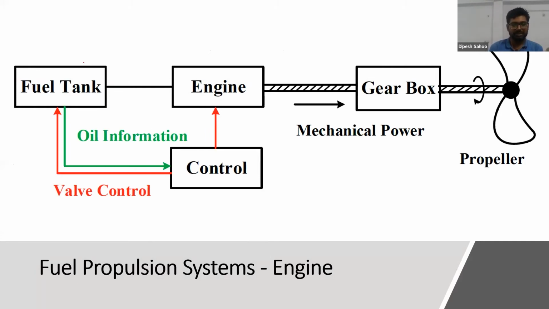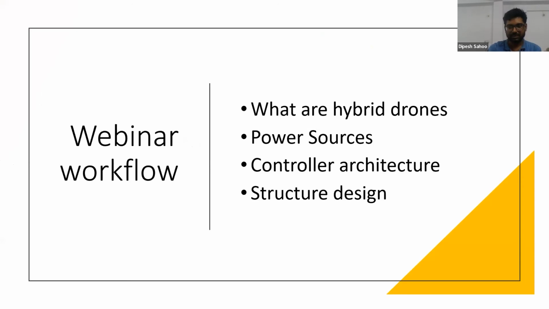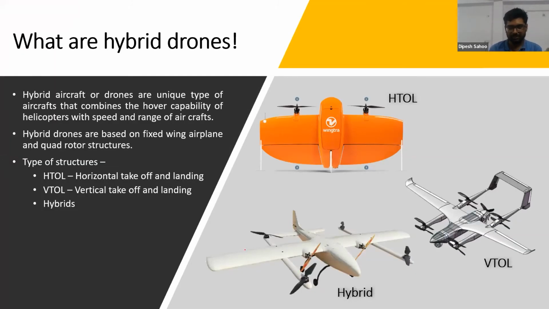So in the fuel propulsion system, there is a fuel tank, there is an engine, then gearbox. This is for mechanical transmission of power. That means if we want to rotate our propellers mechanically, let's say this is our drone, and if we want to control our drone mechanically, then here we have the engine, then universal joints are connected to rotate it.